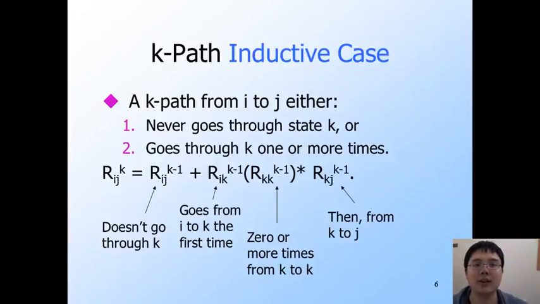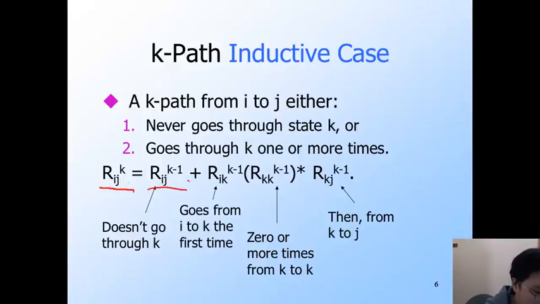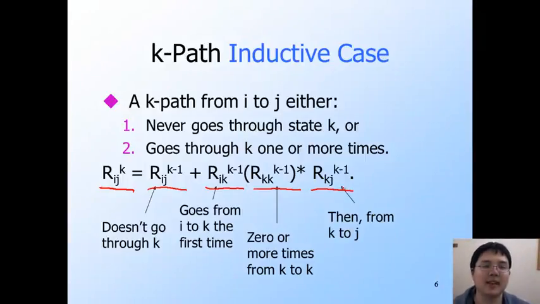In the lecture, we gave a way of computing Rijk, which is either via not going through state k or going through k 1 or more times. This gives us a formula. Rijk is Rij k minus 1 or Rik k minus 1, Rkk k minus 1 star, and Rkj k minus 1. Now let's take a closer look.